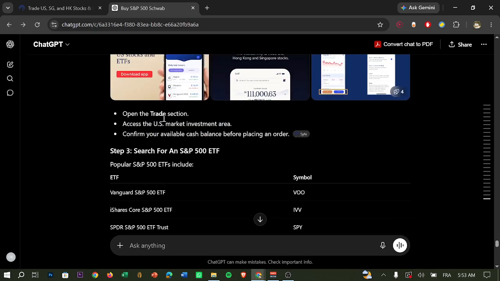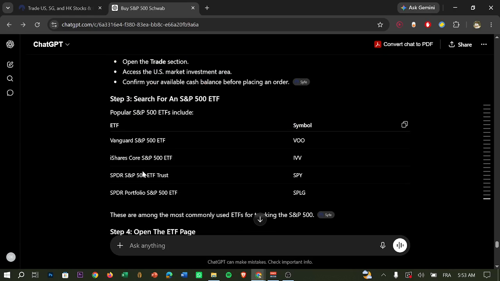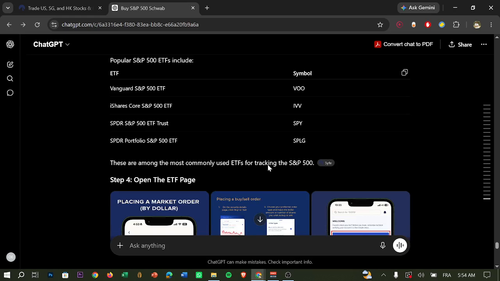So go to Syfe Trade, open the trade section, access the US markets investment area, and confirm your available cash balance before placing an order. Then search for an S&P ETF. Okay, so use the search bar. Popular S&P 500 ETF options include VOO, SPY, and CSPX. Review the fund objective, expense ratio, dividend policy, and fund size, and that's it.